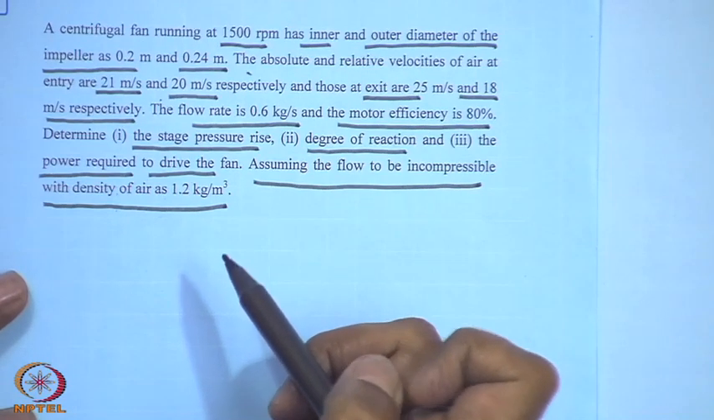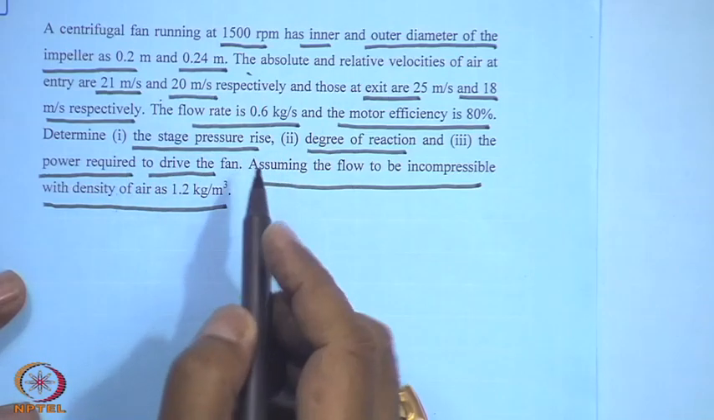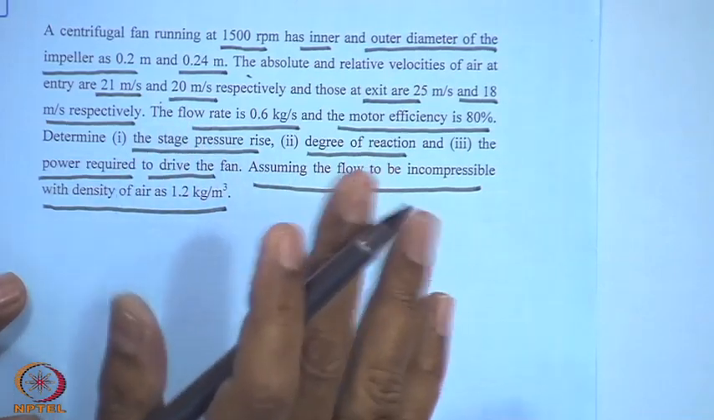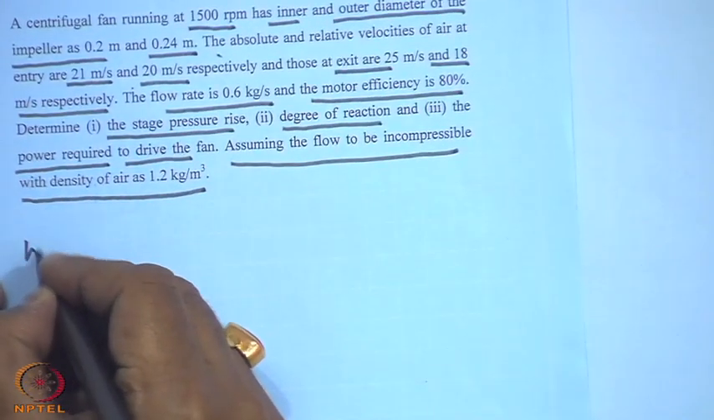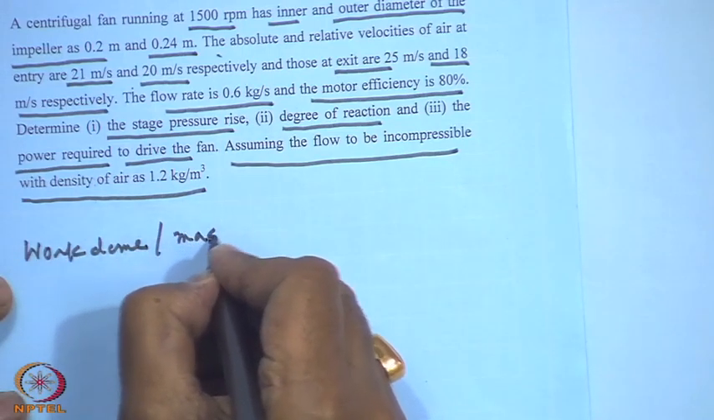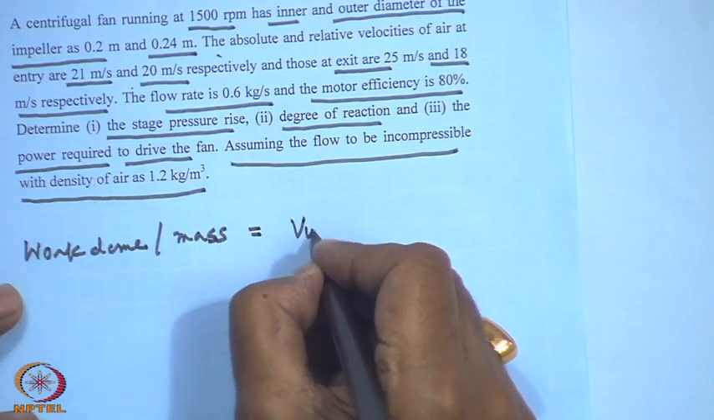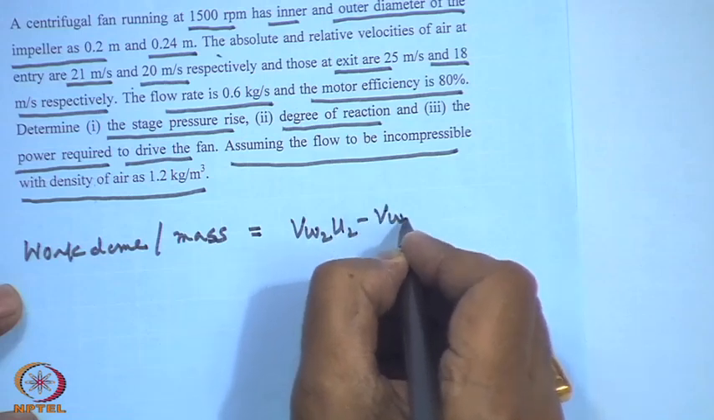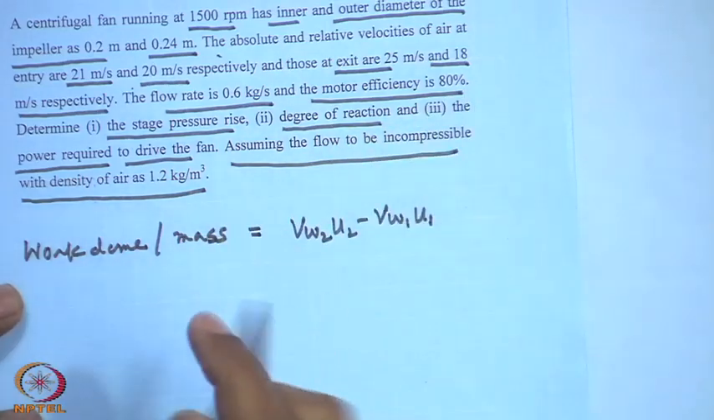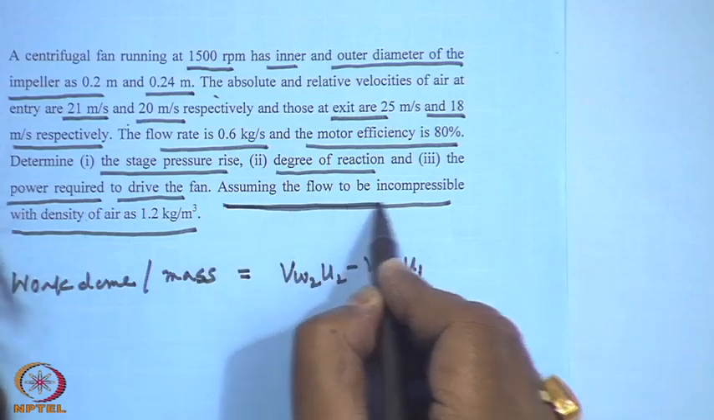Stage pressure rise means the total pressure rise in the stage. This depends upon the total work done. So, first find out the work done per unit mass. If you remember, the work done per unit mass is VW2 U2 minus VW1 U1. Without going for a change in stagnation temperature, we do this because the problem says to assume the flow to be incompressible.